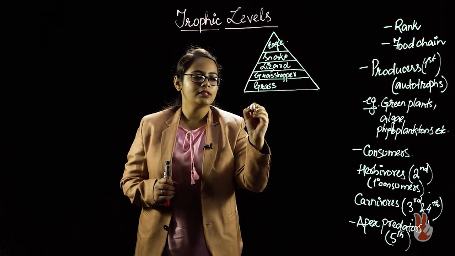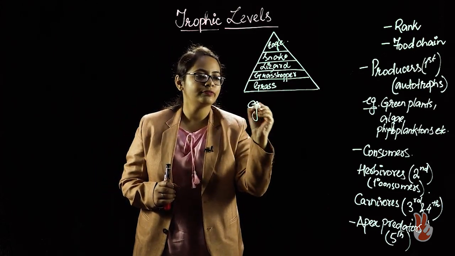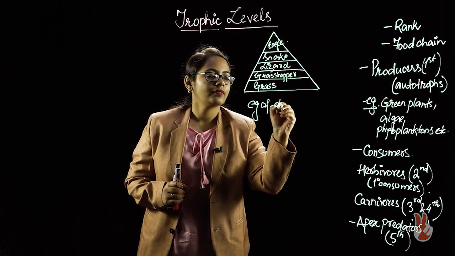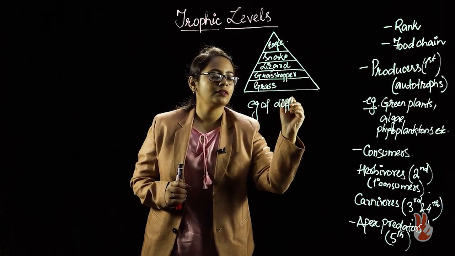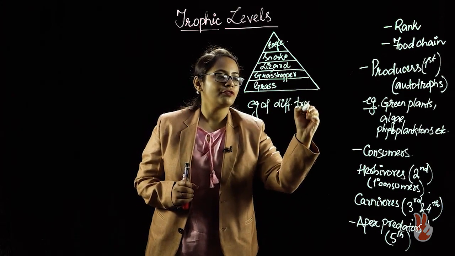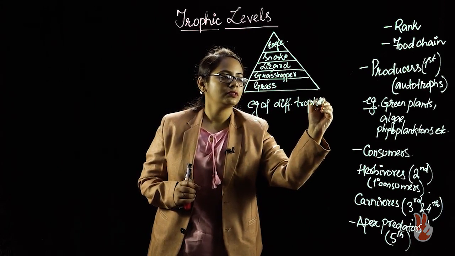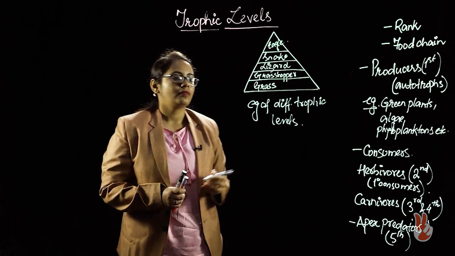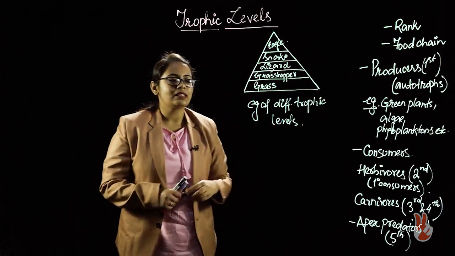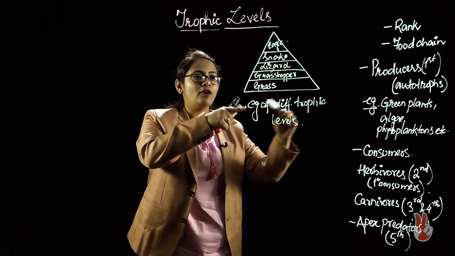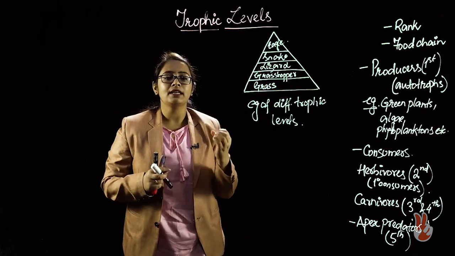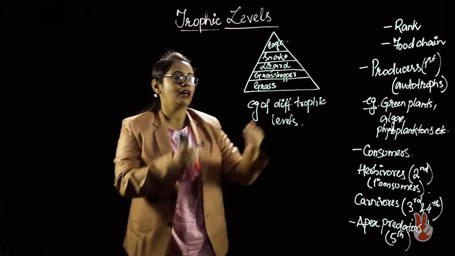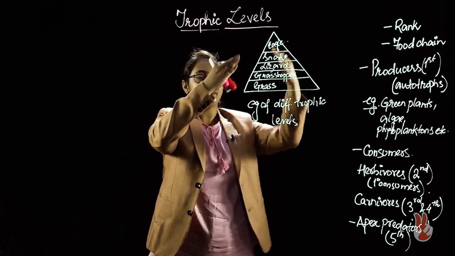So, this is an example of different trophic levels. Now, you can see that the shape of these trophic levels is somewhat like a pyramid with a broad base and a pinnacle top.